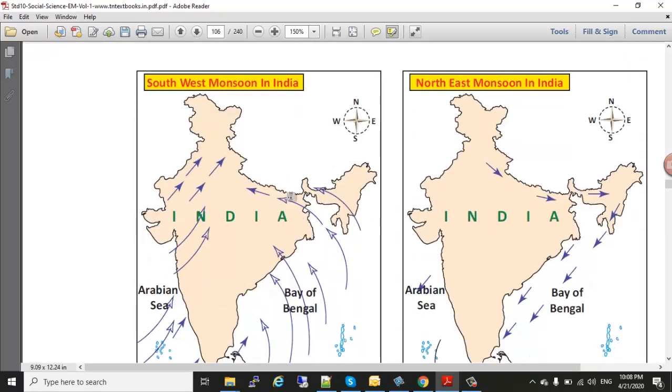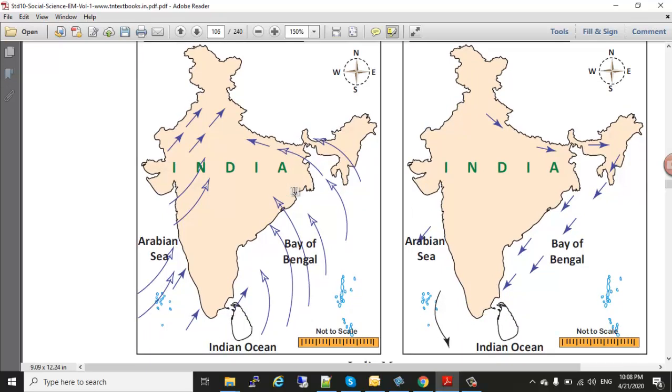Yes, so far we have dealt with the first lesson only. Now quickly, we have no time. Most of the time we were discussing the first chapter only, and now quickly we will go to the second chapter. In the second chapter we have only two markings, children. One is the direction of southwest monsoon, the other is the direction of northeast monsoon.